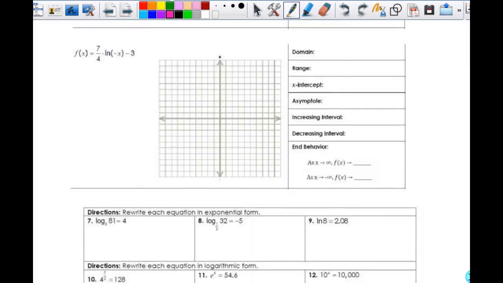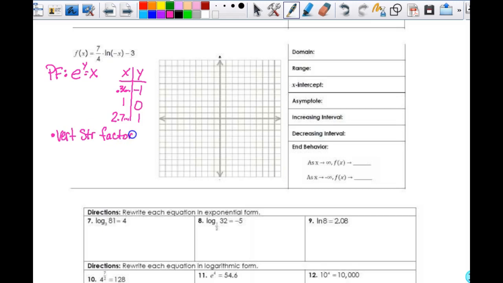So I'm going to rewrite this in exponential form. My parent function is going to be e to the y power equals x. So I write down my little table here, -1, 0, and 1. So this would be about 0.36, 1, and about 2.7. This 7/4 is going to be a vertical stretch by a factor of 7/4. That negative is going to reflect in the y-axis. And then that 3 is going to translate down 3.